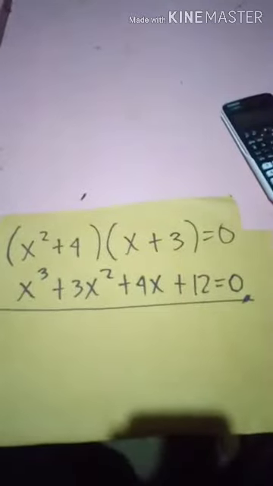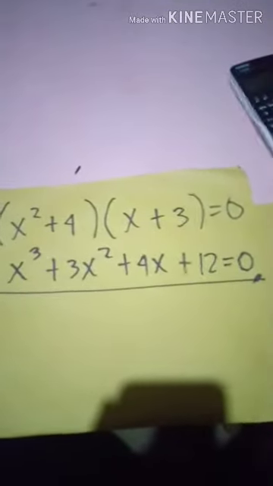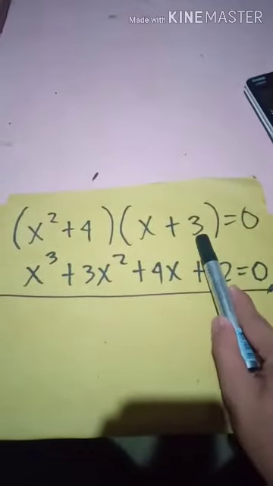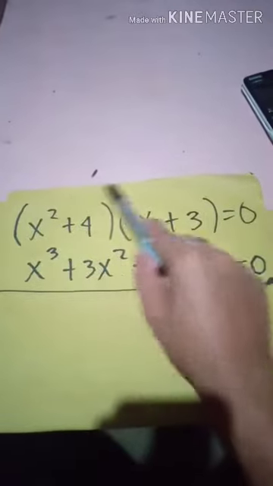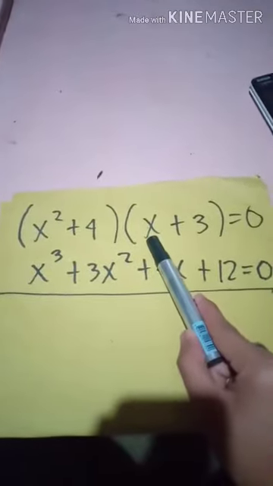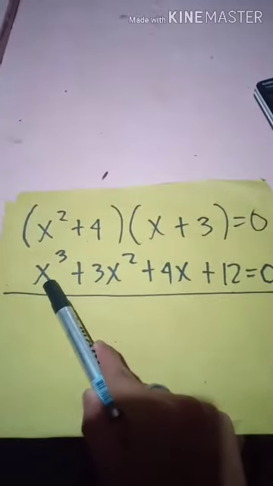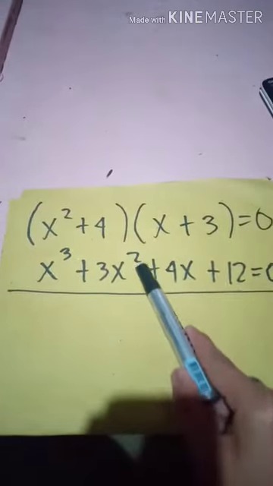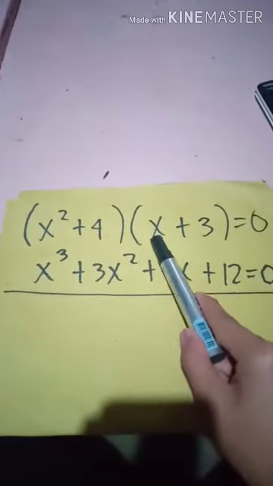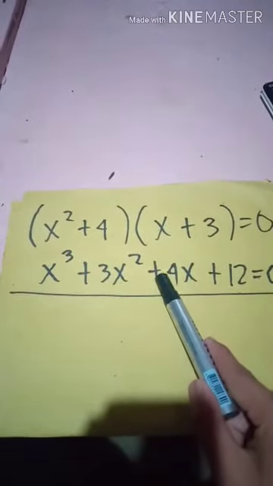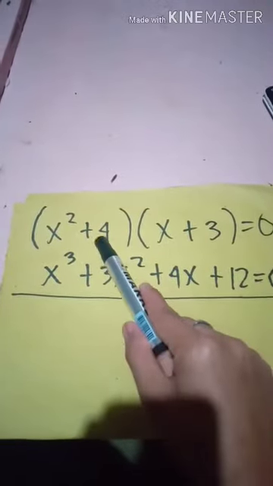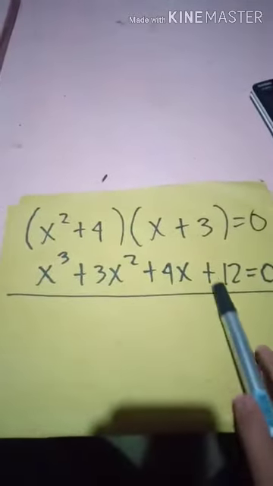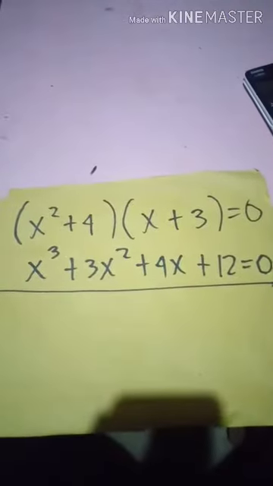For the last example in our FOIL method, the equation is x squared plus 4 times x plus 3 equals 0. So distribute. x squared times x gives x cubed, x squared times 3 is positive 3x squared, positive 4 times x is plus 4x, 4 times 3 equals 12. There are no like variables, so that is our final answer.